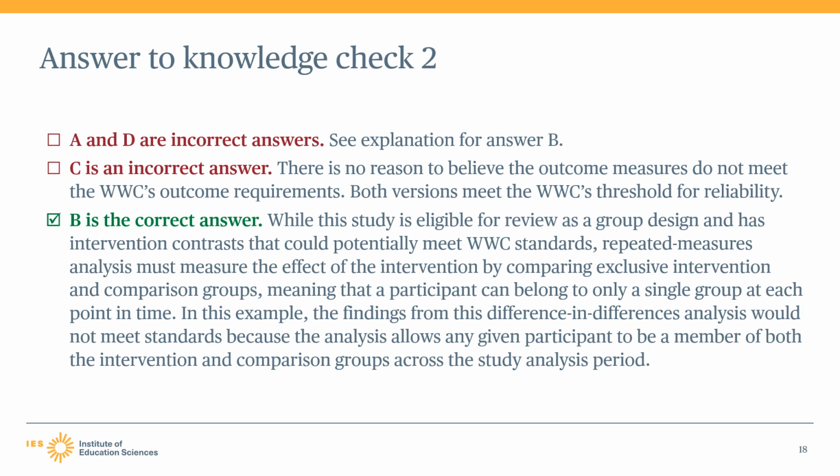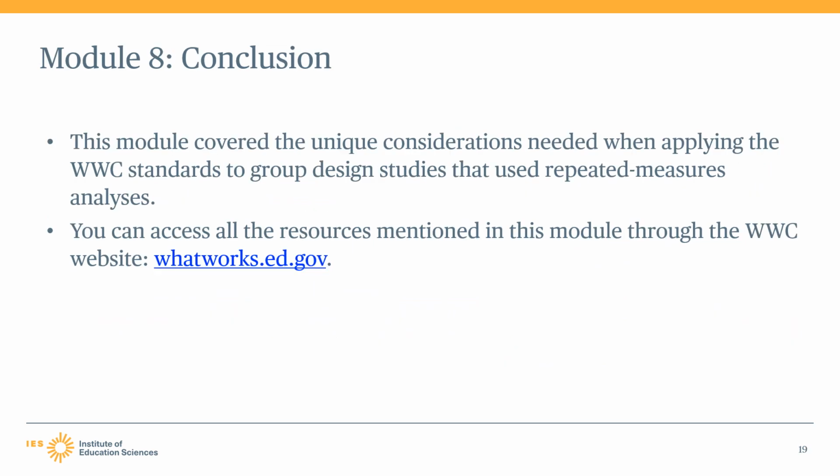Additionally, there is no reason to believe that the measures do not meet the WWC's outcome requirements, as they meet the WWC's reliability requirements. This concludes the 8th module in the WWC Group Design Standards training. Let's review what we discussed in this module. We summarized some of the most common types of repeated measures analyses that may be reported in group design studies. Then, we discussed the special considerations that reviewers will make when applying the WWC Group Design Standards to these types of repeated measures analyses.